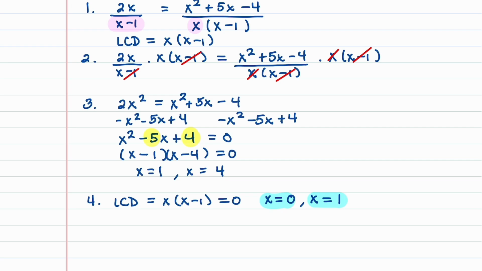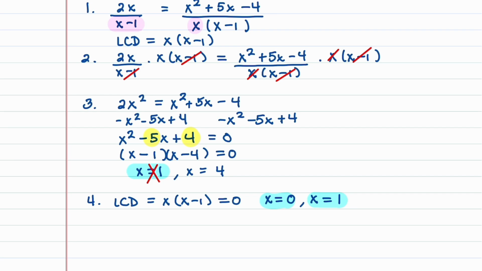Notice that one of our solutions that we found in step 3 was x is equal to 1. We cannot have that solution, so we are going to put an x through it. X is equal to 1 is called an extraneous solution. These solutions can sometimes appear when you multiply both sides of a rational equation by the least common denominator. It helps eliminate fractions, but it can also introduce values that make the original denominator equal to 0. And division by 0 isn't allowed in math.